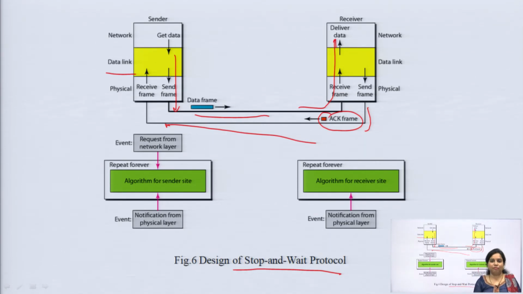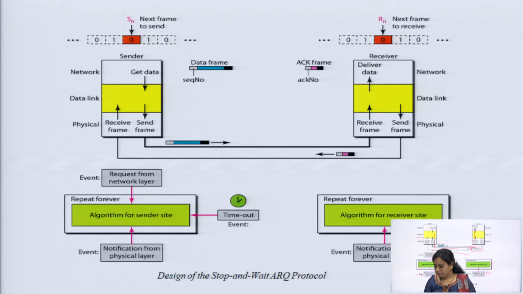So, this means you first have to transmit the data, then stop and wait for the acknowledgement frame to be received at the sender side. Then it works on the principle of the algorithm that has been set up at the sender side and at the receiver side. This is the event that has occurred, a notification from the physical layer, and this event has occurred at the receiver side. So, this is the design of the stop and wait protocol.